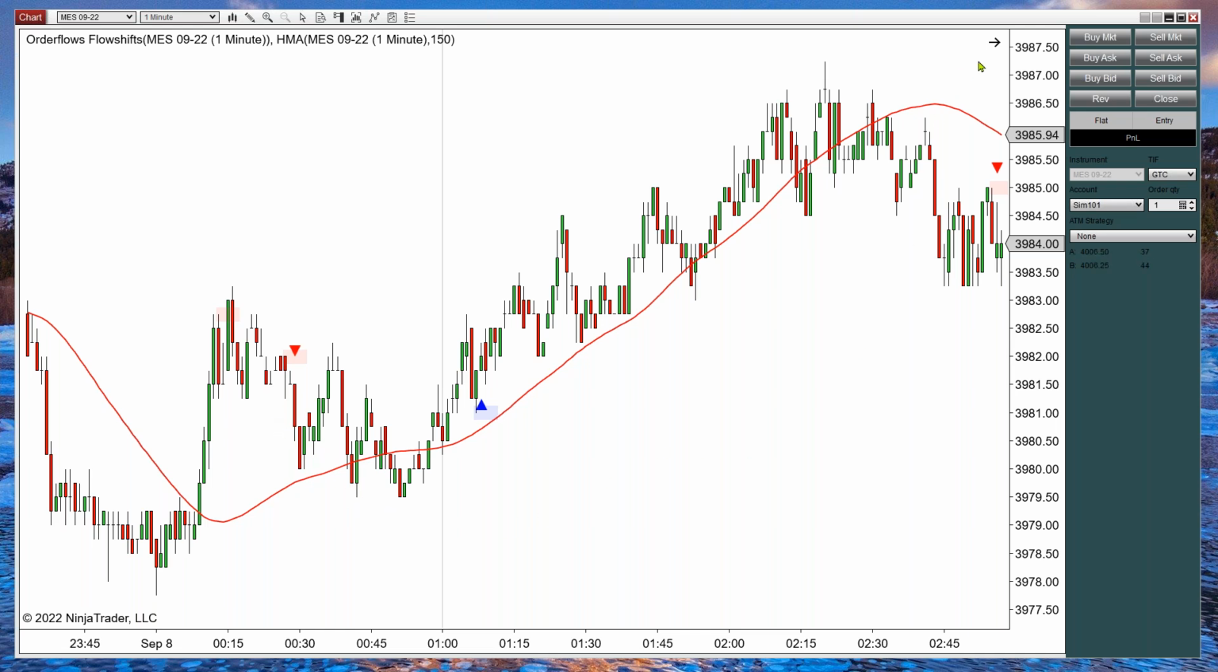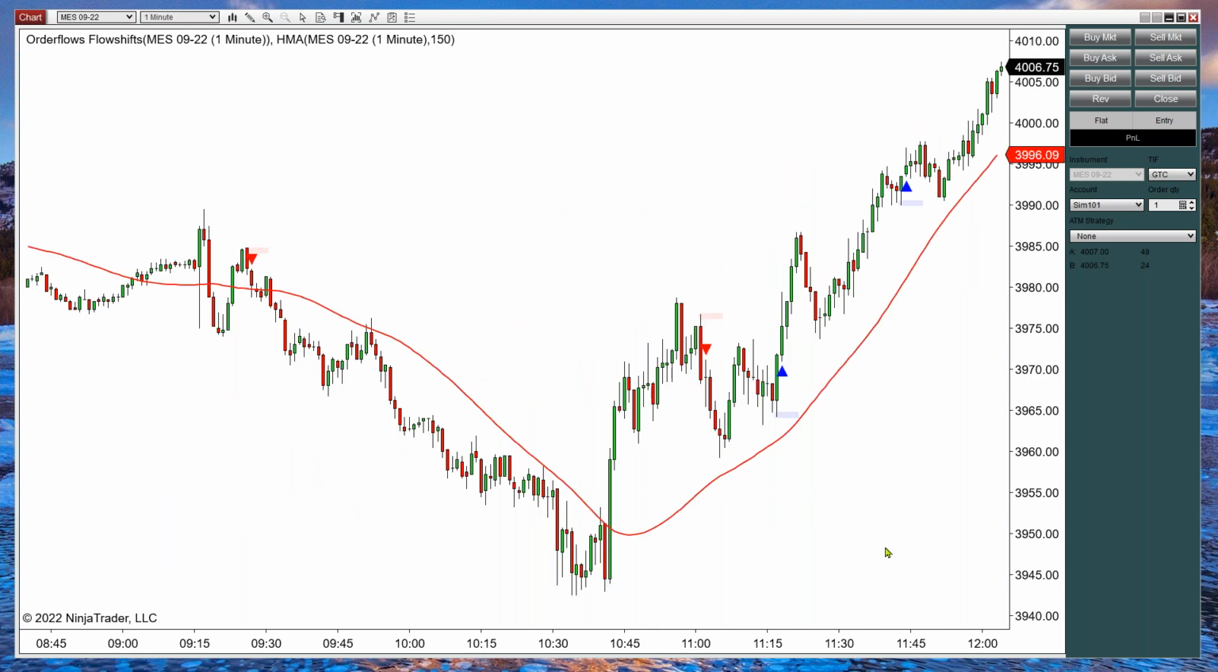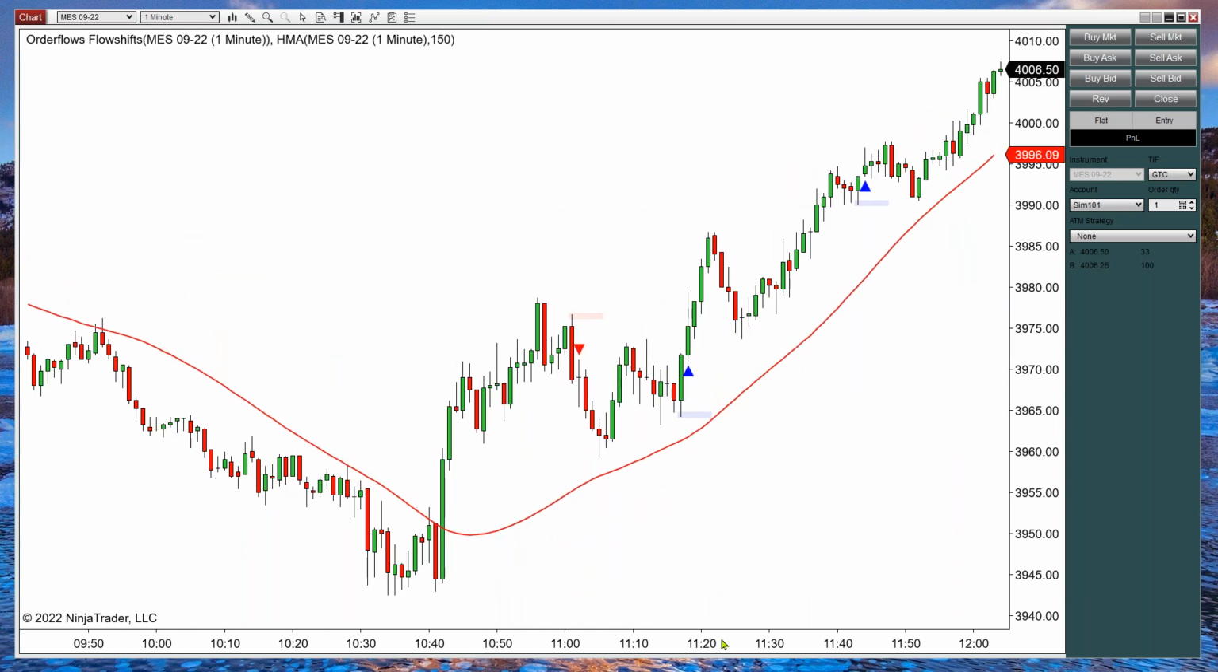But the idea is we can add more to this, and not only that, we can also define a bar pattern. For example, maybe I want to enter on a green bar after a red bar, and this is just a very simple logic that we can add.